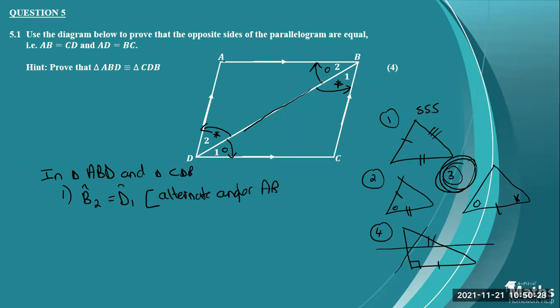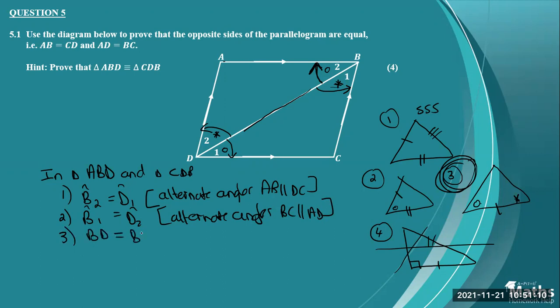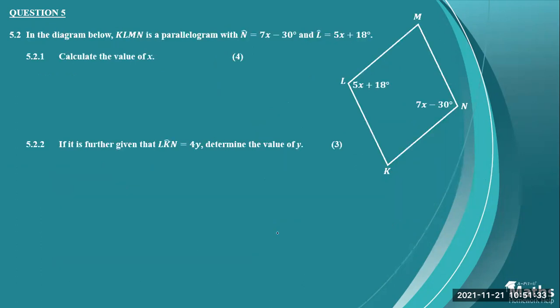Because AB, make sure you make use of the right sides that are parallel. So AB is parallel to DC. Secondly, I'm going to work with B1. Angle B1 is equal to angle D2, same reason, alternate angles. But be careful. Now you would work with BC, which is parallel to AD. My third reason is just going to be that BD is equal to BD because it's the common side. And therefore, triangle ABD is congruent to triangle CDB. Side, angle, angle, the South African Airways. Next one.